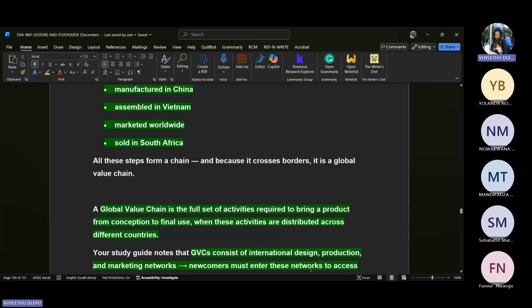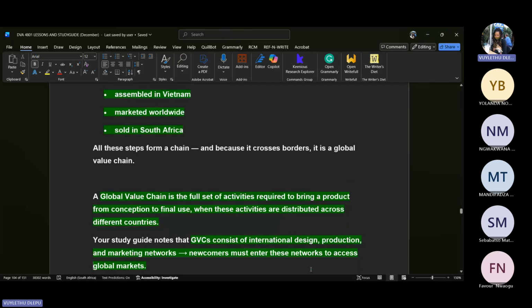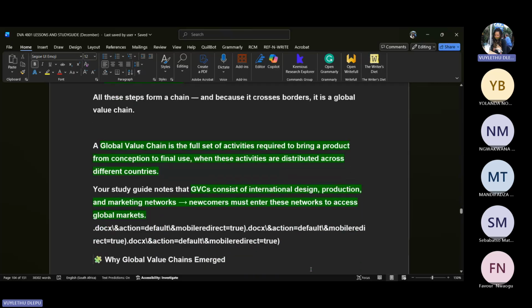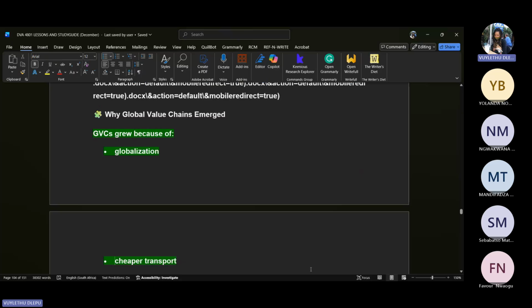A global value chain is the full set of activities required to bring a product from conception to final use, when these activities are distributed across different countries. Our study guide notes that GVCs consist of international design, production, and marketing networks. And then it tells us that newcomers must enter these networks to access global markets.